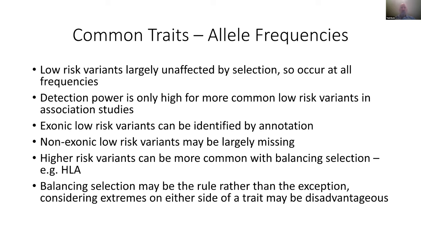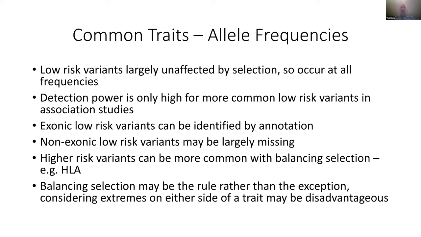So now what about common or, quote, complex traits? In terms of allele frequencies, low risk variants are, I would say, largely unaffected by selection, so they can occur at all frequencies. That's not entirely true, but mostly true perhaps. The problem is detection power is really only high for more common low risk variants in association studies.